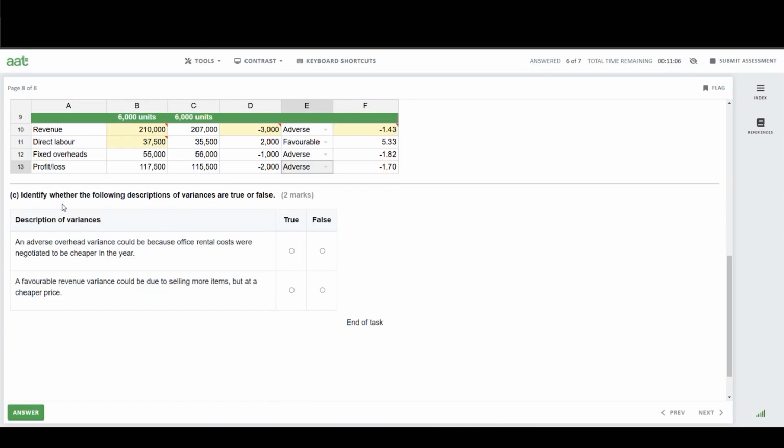Last thing to do is to identify whether the following descriptions of variances are true or false. An adverse overhead variance could be because office rent costs were negotiated to be cheaper in the year. Okay, so an adverse overhead variance means that expenses are more or dearer than you expected them to be. They've cost more. So if you've negotiated the rent cost to be cheaper, you would expect the cost to be cheaper, not more expensive. So that is false.